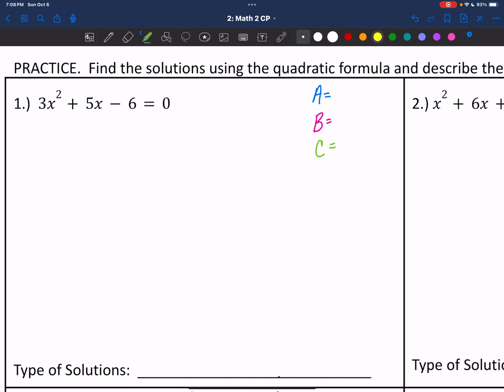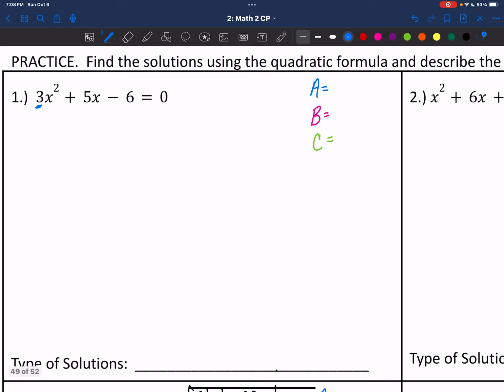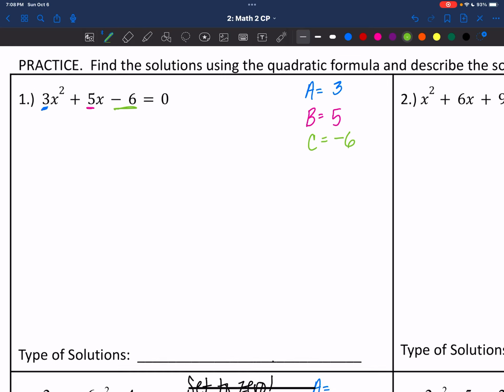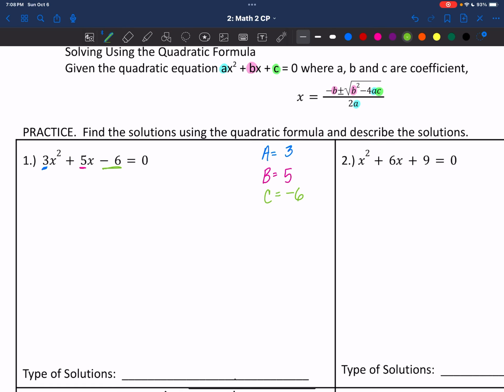For this, I like to make sure I label my parts. I know a is the coefficient of the x squared. I know that b is the coefficient of x, which is 5. And then I know that c is the constant, which would be negative 6. Now all we do is plug it into our formula.